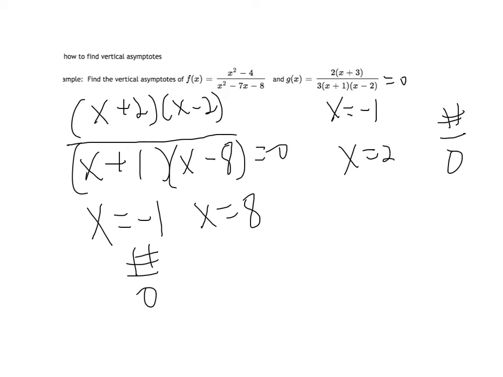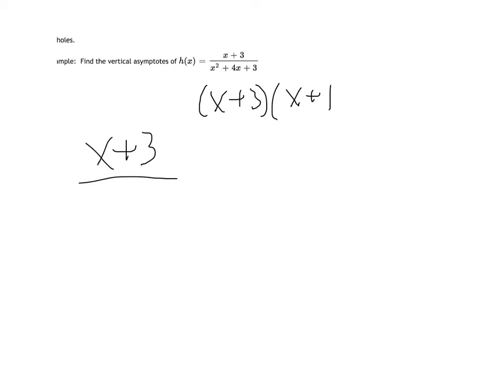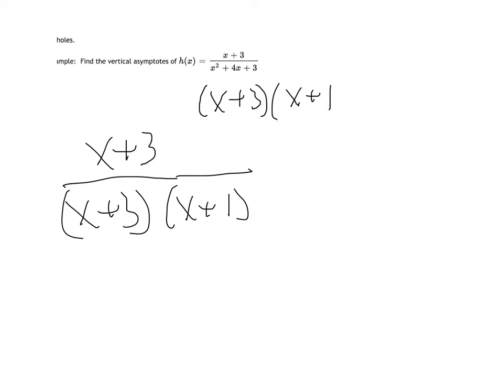Okay? Now this one's got a twist. On the denominator, I'm going to factor that to x plus 3 and x plus 1. So that gives me x plus 3 over x plus 3 times x plus 1. And I hope you're noticing that x plus 3, x plus 3. That's important.